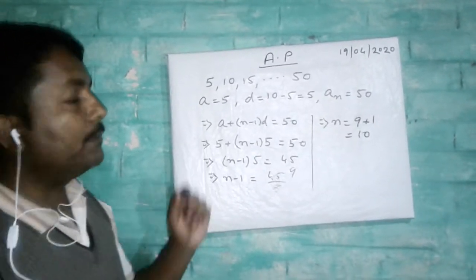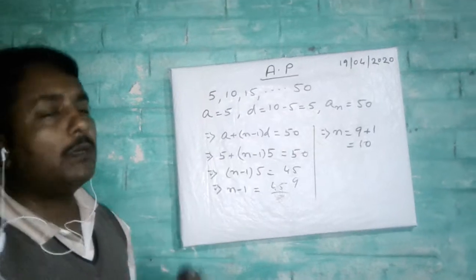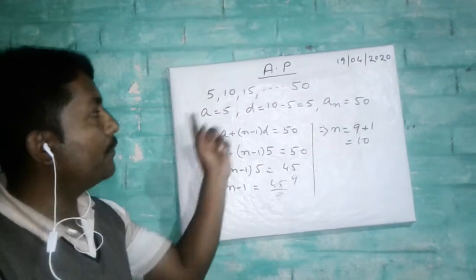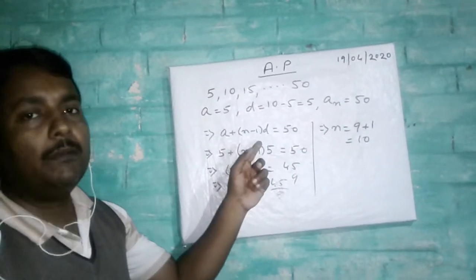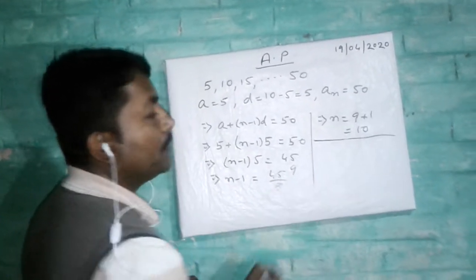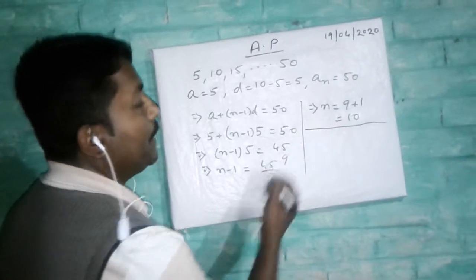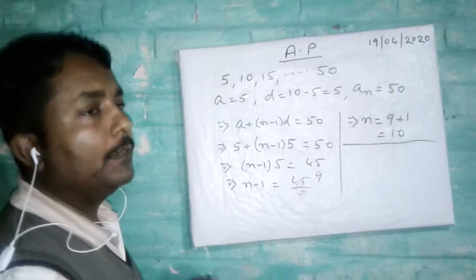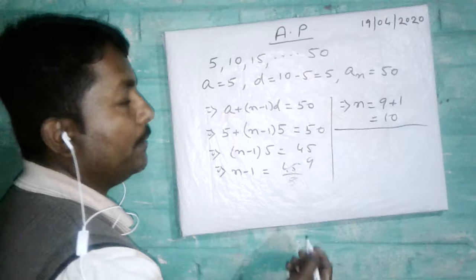So such type of questions are very important, where the value of n is not given and we have to find it by using the formula of an. Then again you see another type of question which is very important. They may give you two terms and ask you to find the value of a or d.